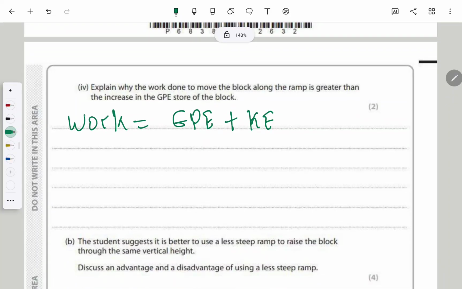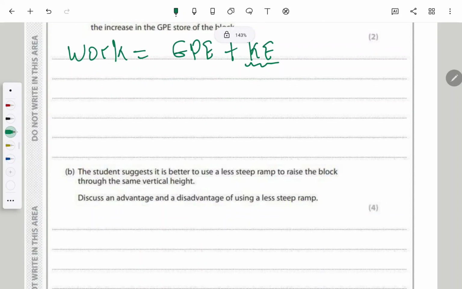You just need to write something that explains that the work is both gravitational potential energy and kinetic energy. So the reason it's greater than it is because we're missing the kinetic energy.